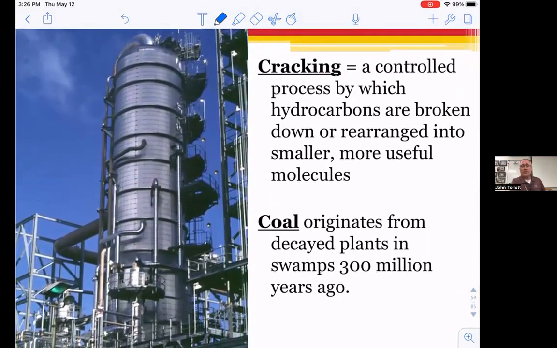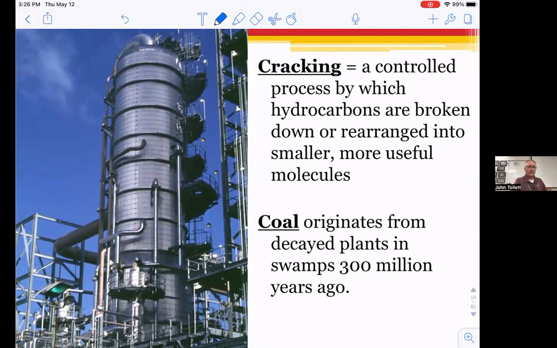So here's an example of fractional distillation or cracking. What you're doing is separating those hydrocarbons so that they can be used in more useful molecules, or so that they're refined into just single categories like propane or butane or octane and so forth.